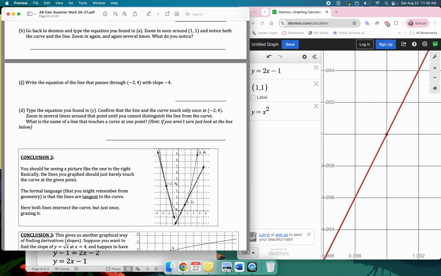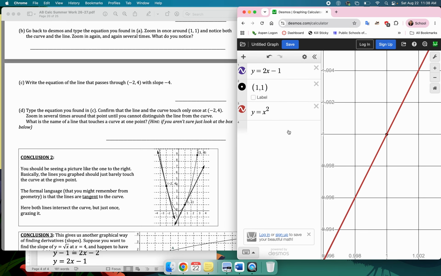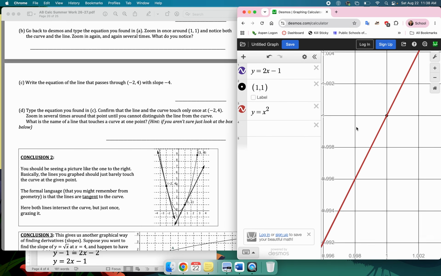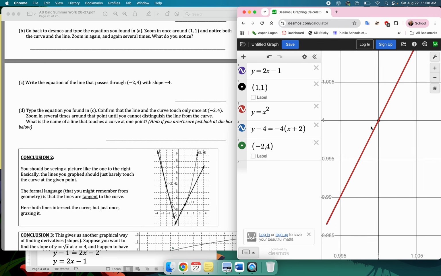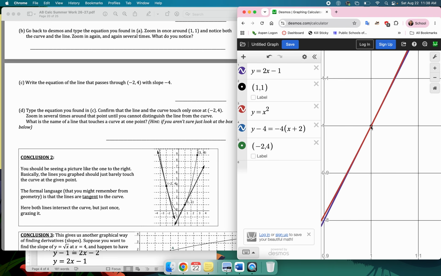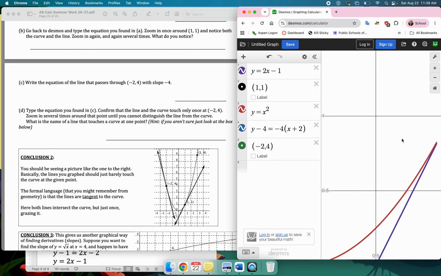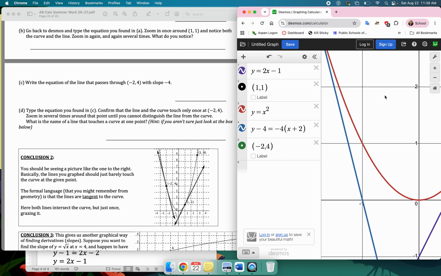Yeah, and then C and D are the same thing, right? So write the equation of a line that passes through, right? So this would be y minus 4 is equal to negative 4 times (x plus 2), and then we're considering the point (negative 2, 4). Right, that's the other one of the points at which we computed the line.